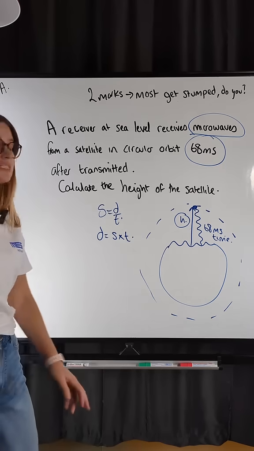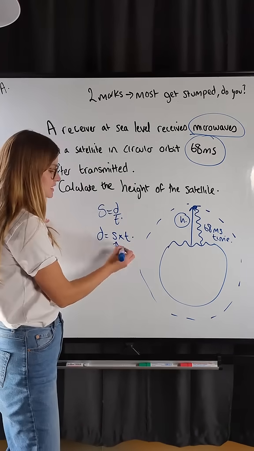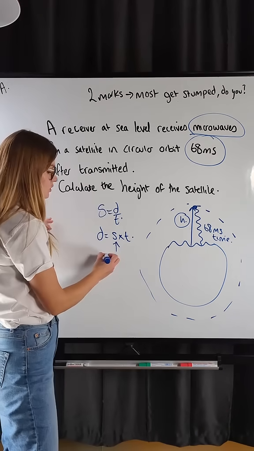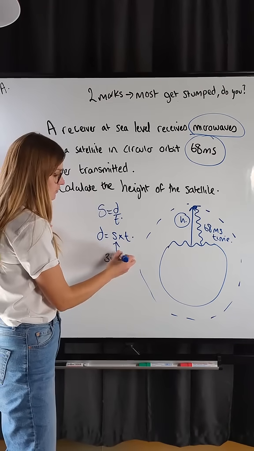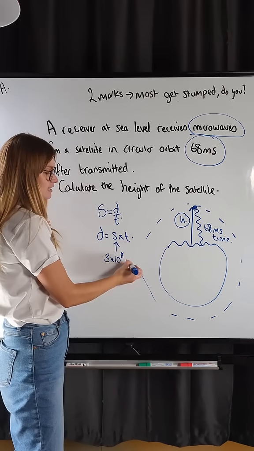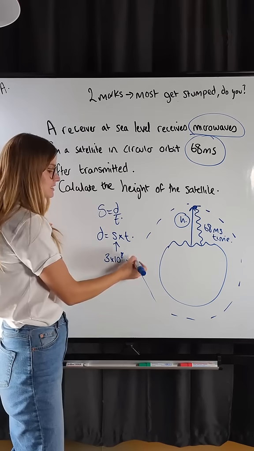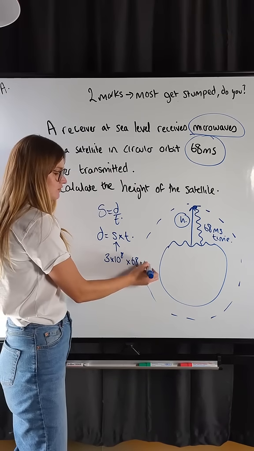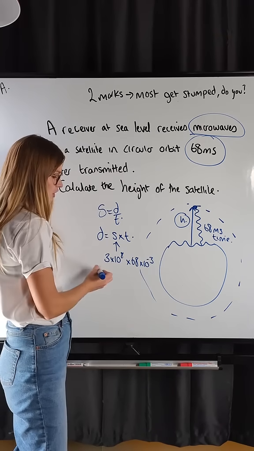Microwaves are electromagnetic waves. They all travel at the same speed. Same speed as the speed of light. So the speed is 3 times 10 to the power of 8 meters per second. Times by the time, which was 68 milliseconds. Milli, remember, is times 10 to the power of -3. So that's how we can figure out what our distance is.